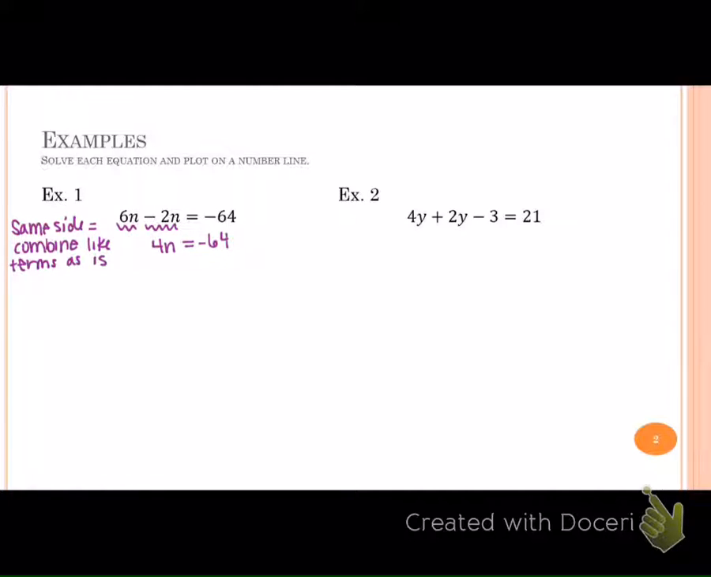Okay, so then the goal is to get the variables to one side and the constants to the other. But in this case, that is already done. So we do not have to worry about that. So Lexi, what do I have to do next? Yeah, so n needs to be isolated. So 4 is being multiplied to the n. The inverse of multiplication is division. So she's dividing by 4.